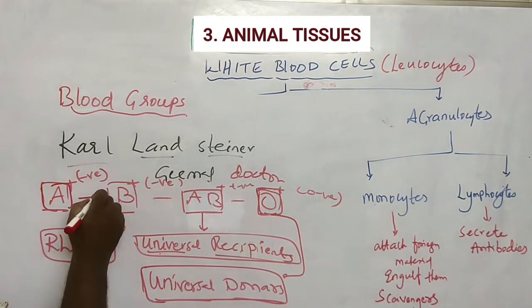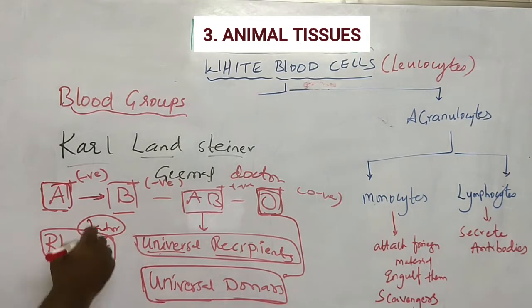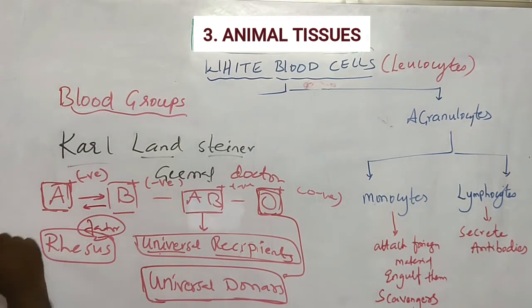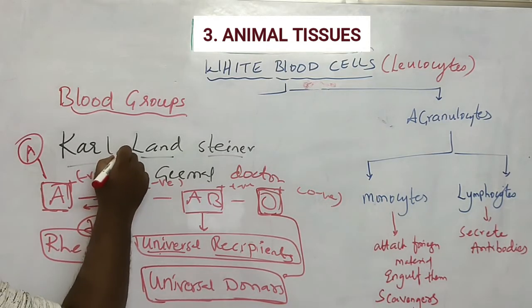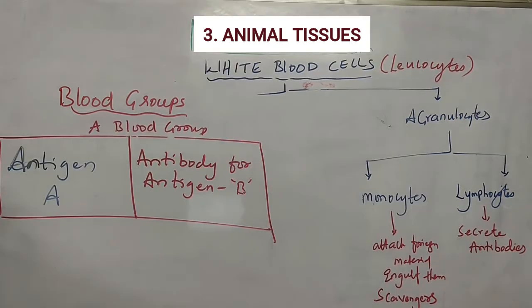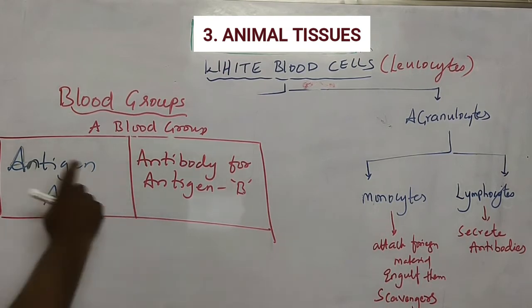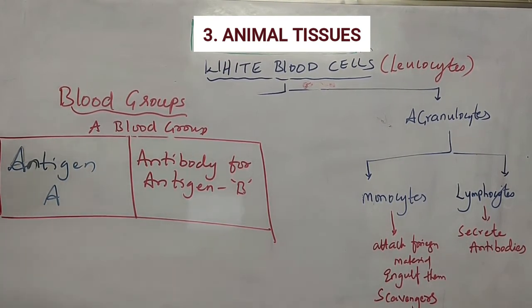A cannot give blood to B. B cannot receive blood from A. But A can receive blood from A blood group, B can receive from B blood group. Why? Okay children, when you come to the blood groups, I have taken the blood group A here. Blood group A will have the antigen A.